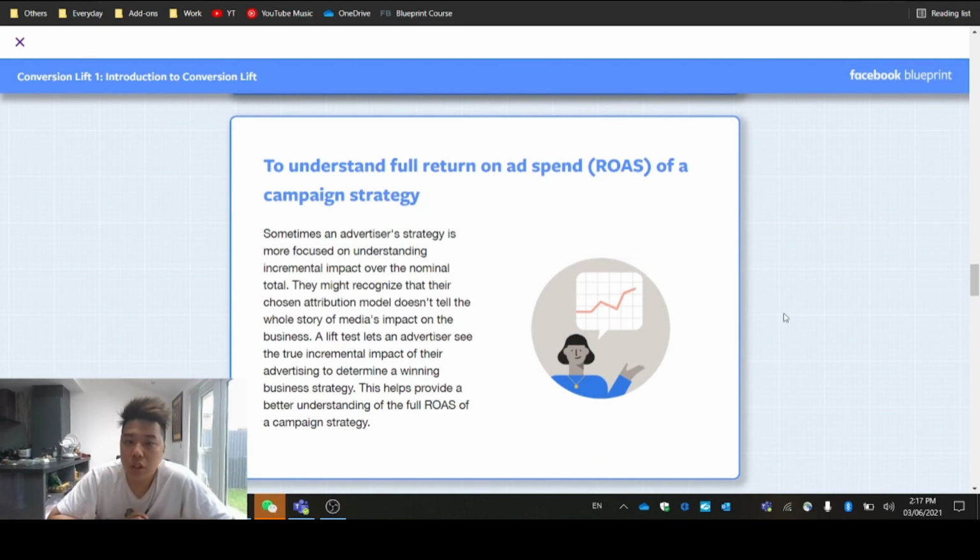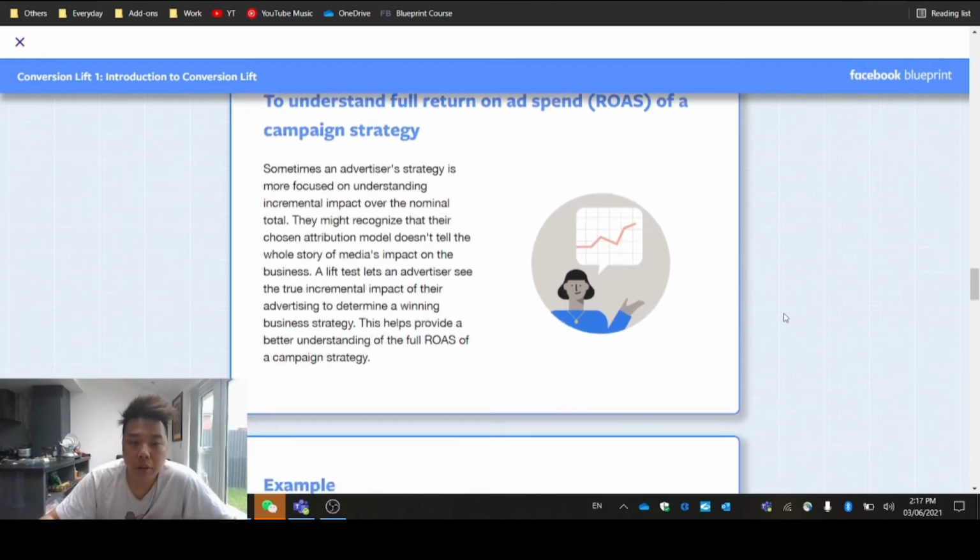To understand the full return on ad spend of your campaign strategy, sometimes advertising strategy is more focused on understanding incremental impact over the nominal total. They might recognize that their chosen attribution model does not tell the whole story of media's impact on business. A lift test lets the advertiser see the true incremental impact of their advertising to determine a winning business strategy. This helps provide a better understanding of the full ROAS of a campaign strategy.